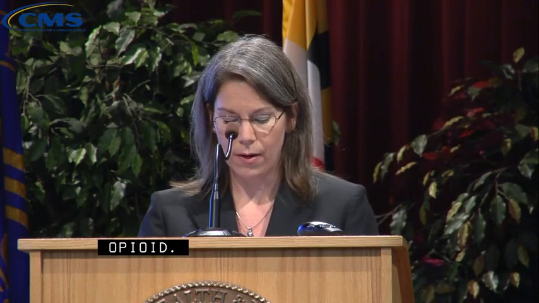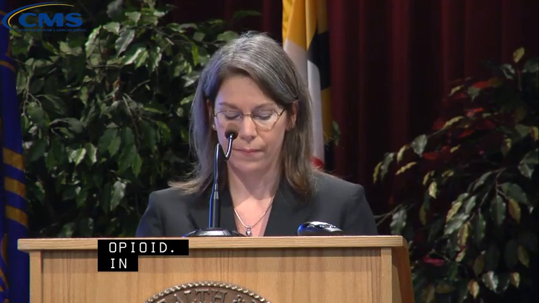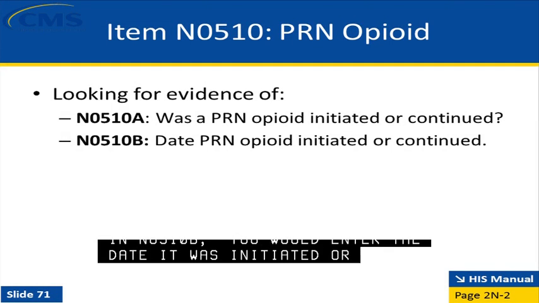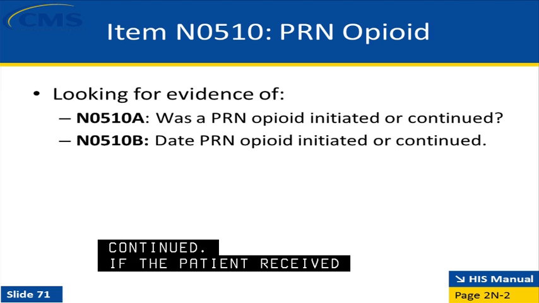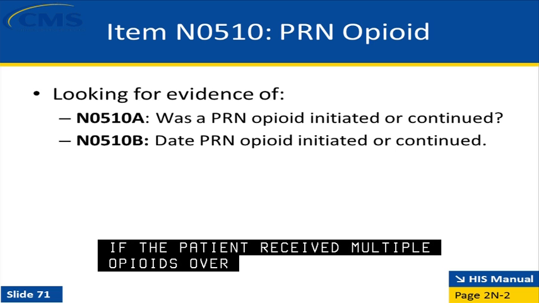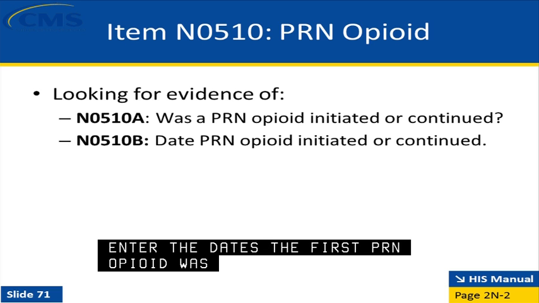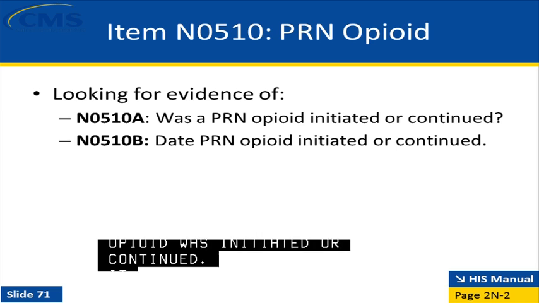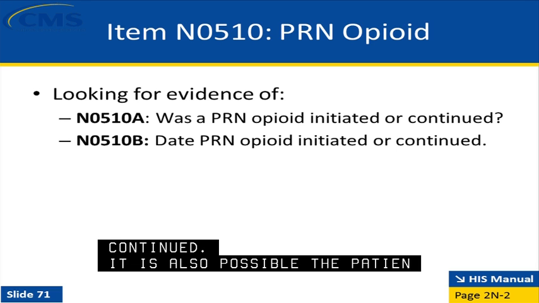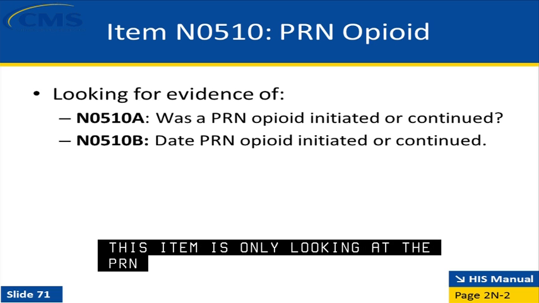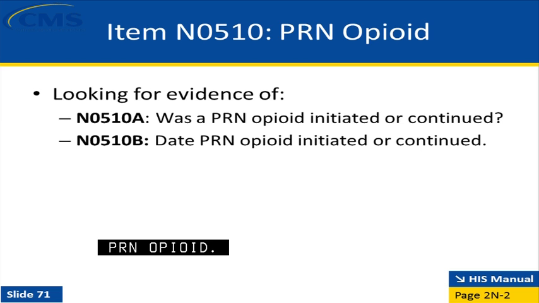In N0510B, you would enter the date the PRN opioid was initiated or continued. Now, if the patient received multiple PRN opioids over time, you would enter the date that the first PRN opioid was initiated or continued. It's also possible that the patient received both a PRN and a regularly scheduled opioid, as I said before. This item, N0510, is only looking at the PRN opioid. And remember, if they were taking a regularly scheduled opioid, you've already answered about that in item N0500.